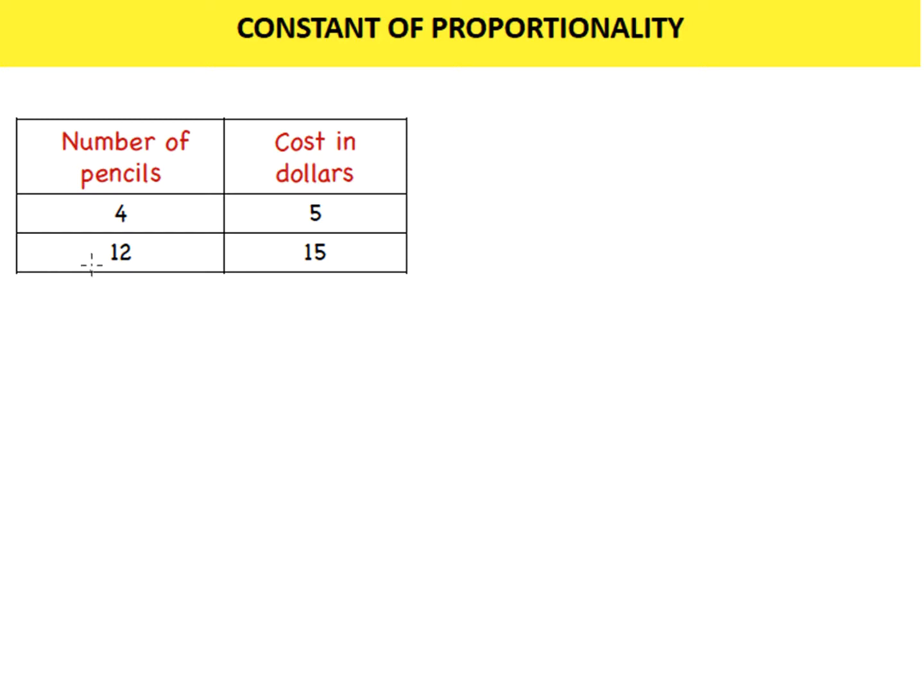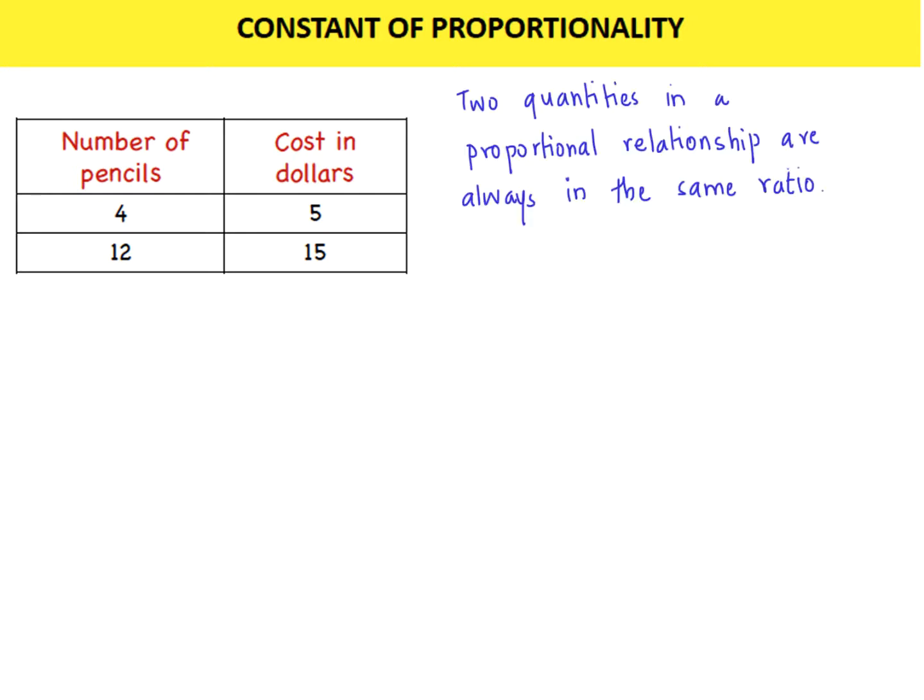What do we have here? We have number of pencils and cost in dollars. And we are given that for 4 pencils it costs $5 and for 12 pencils it costs $15. Now, if you will remember from our earlier video on proportional relationships, the two quantities in a proportional relationship are always in the same ratio.